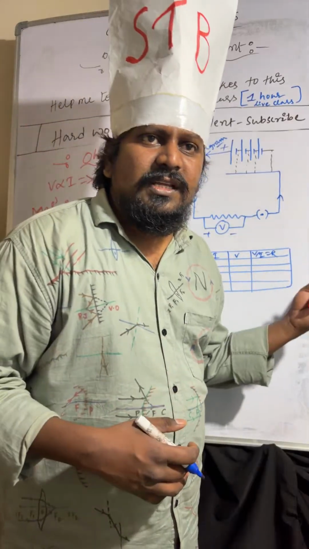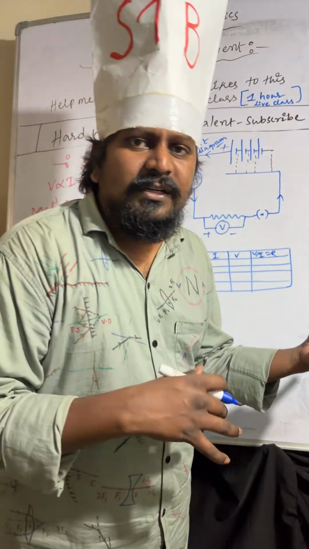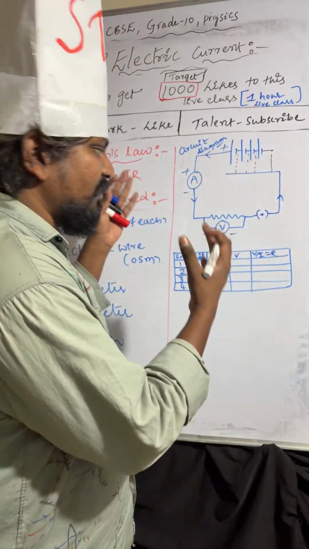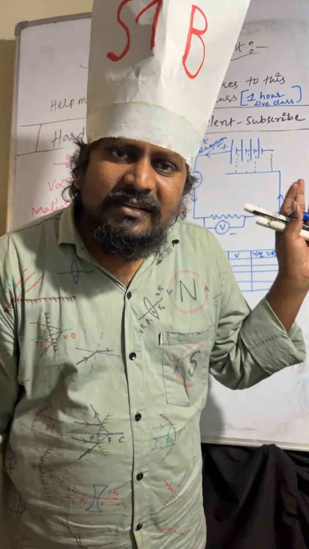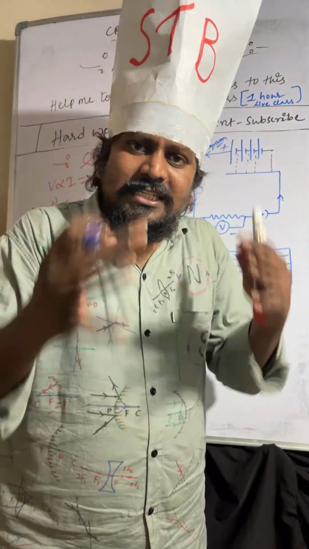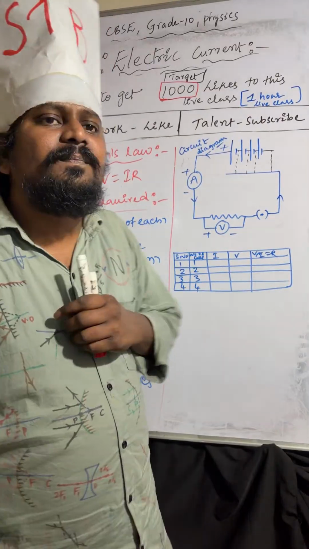First you have to connect one cell, then note down the reading of the ammeter and voltmeter. Then connect 2 cells and note down the readings. Then repeat the process for 3 and 4. Then you have to observe the values. Whatever values you observe must be written in this tabular column.